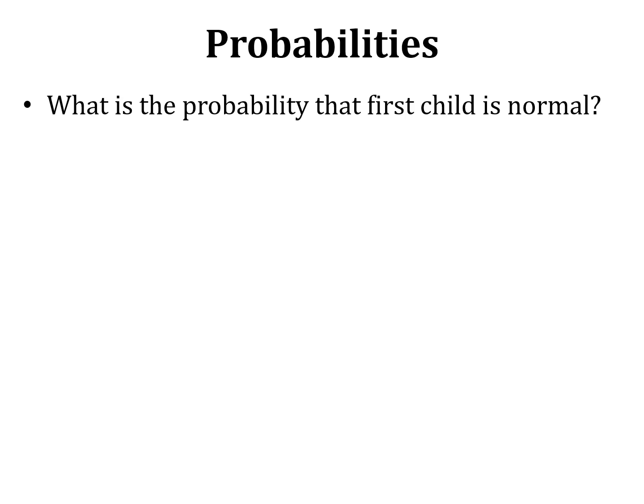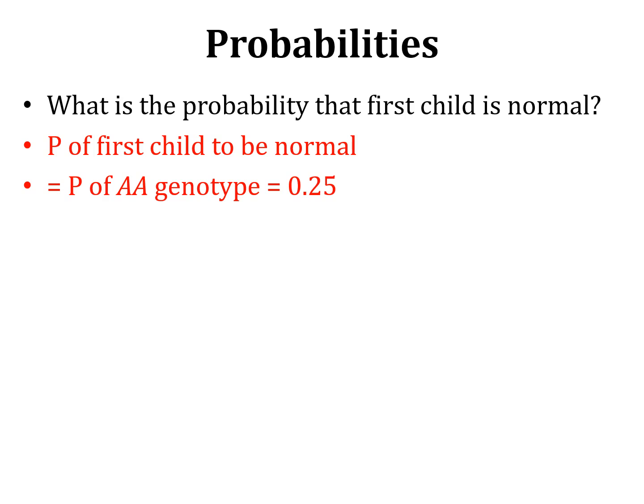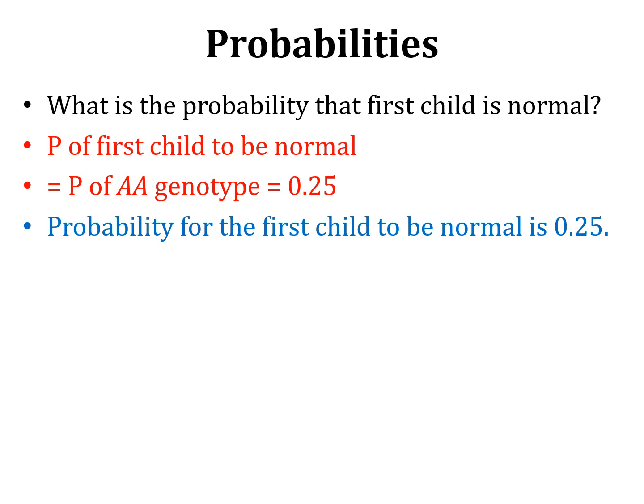Our first question was, what is the probability that the first child is normal? The probability of the first child being normal is the probability of the homozygous dominant genotype, because remember that completely normal individuals are those who have the homozygous dominant genotype. That probability, as you can remember from the first slide, is 0.25. So the probability for the first child to be normal is 0.25. This is the answer to question number 1.